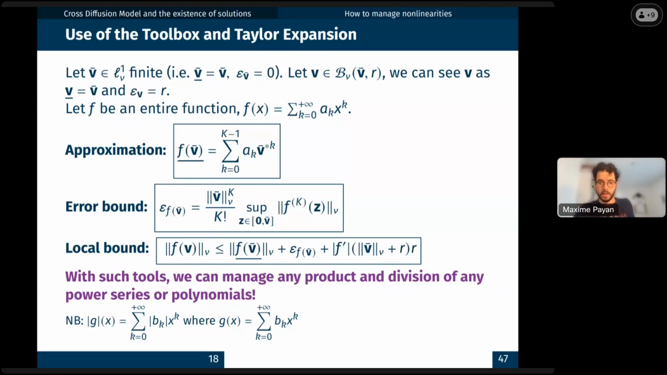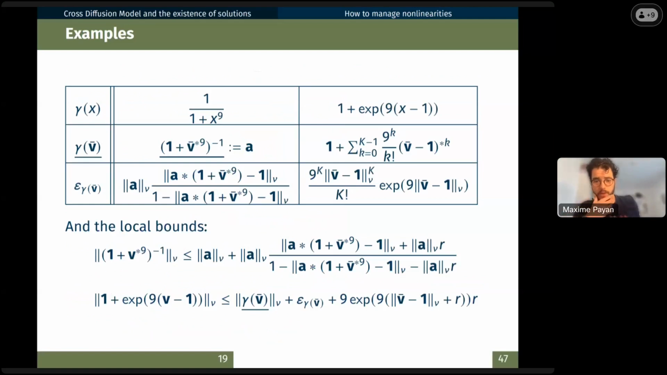Some examples that are used here on the system we chose. So the rational fraction 1 over 1 plus x to the power 9. I take a finite vector, I take the 9th convolution power of it. It's a finite one. I just add the vector 1, 0, 0, 0, 0, 0.